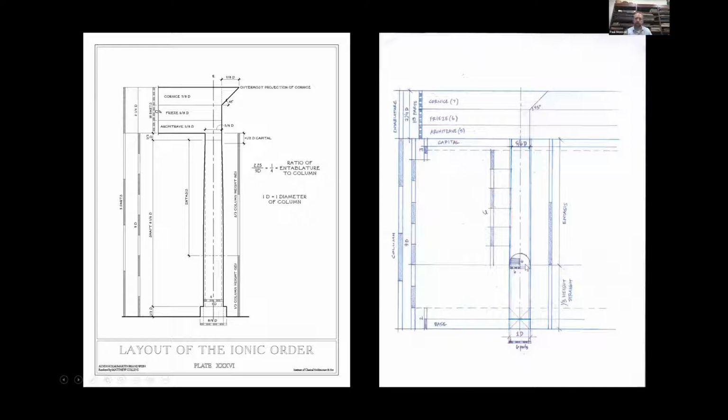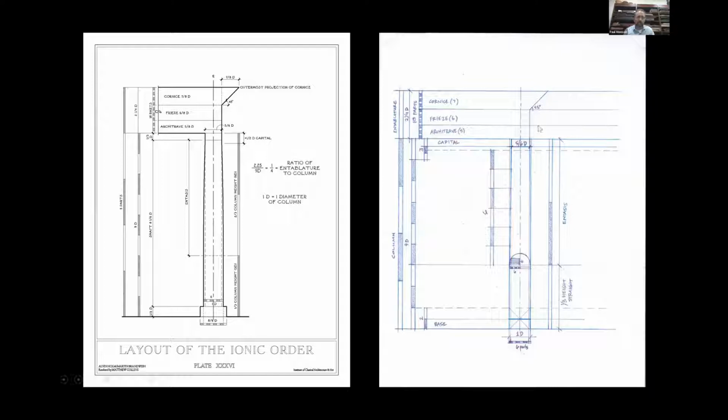This is how the first one will look, the layout or the block order for the Ionic. And it's kind of like writing an outline for an essay. Some of the information is missing. We'll fill in later the capital of the column, the base of the column, and all of these moldings of the entablature. We're just blocking out the proportions of it. And then the other drawings we'll do are the capital and the base and the entablature.